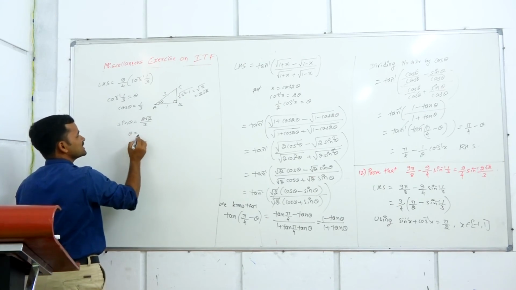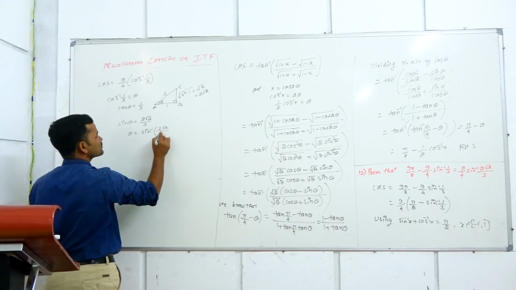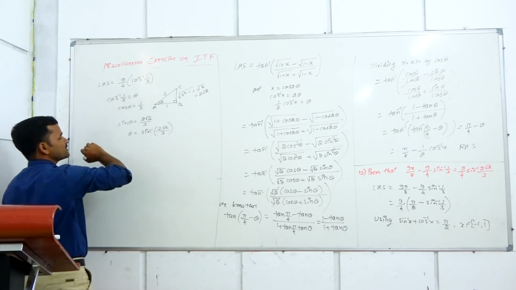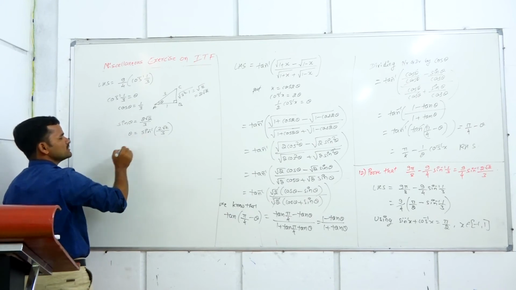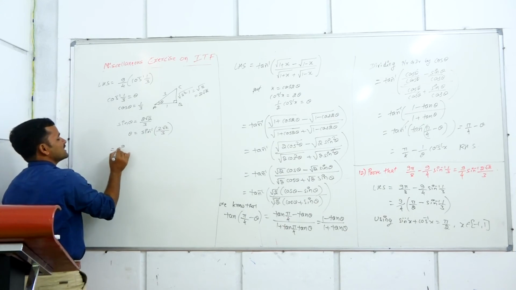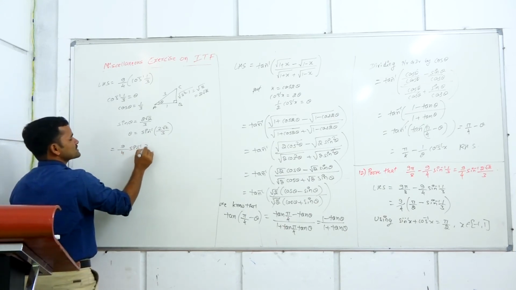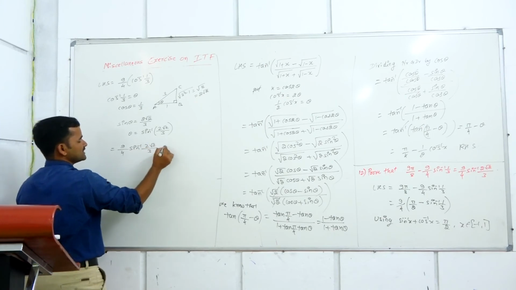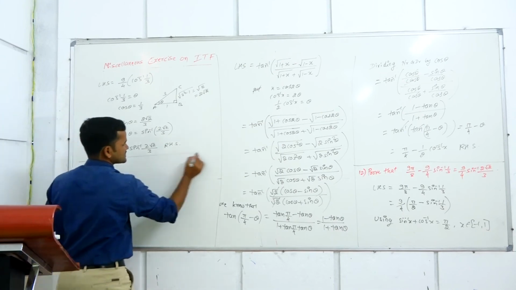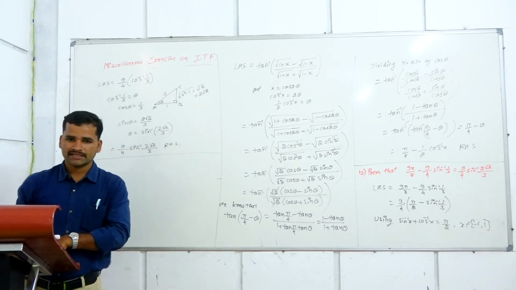This is nothing but theta is equal to sin inverse of 2 root 2 by 3. Yes, theta is equal to cos inverse of 1 by 3 and theta is equal to sin inverse of 2 root 2 by 3. From these two, I can write LHS as 9 by 4 into sin inverse of 2 root 2 by 3. This is our required RHS. With this, problem number 12 is completed.